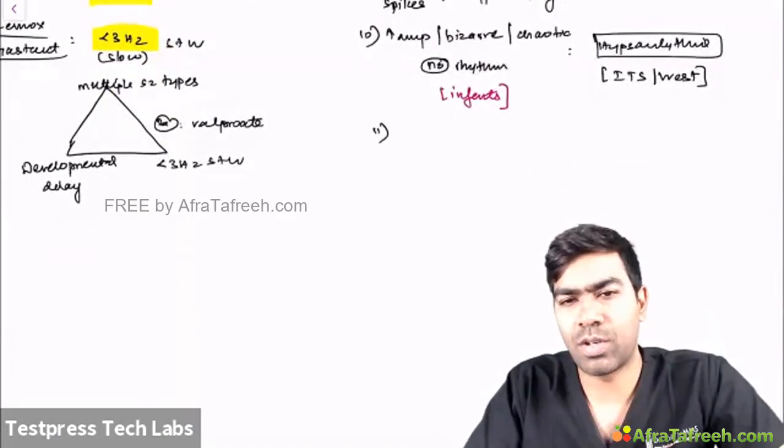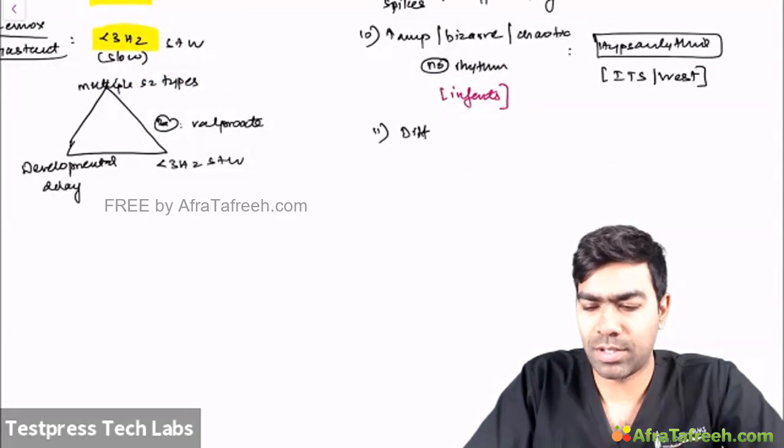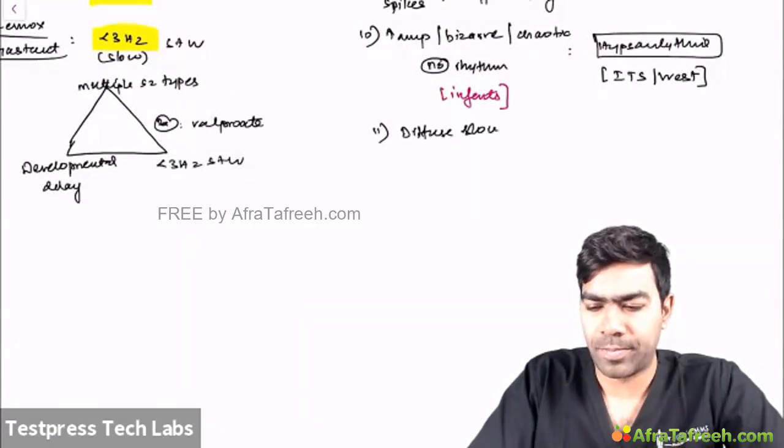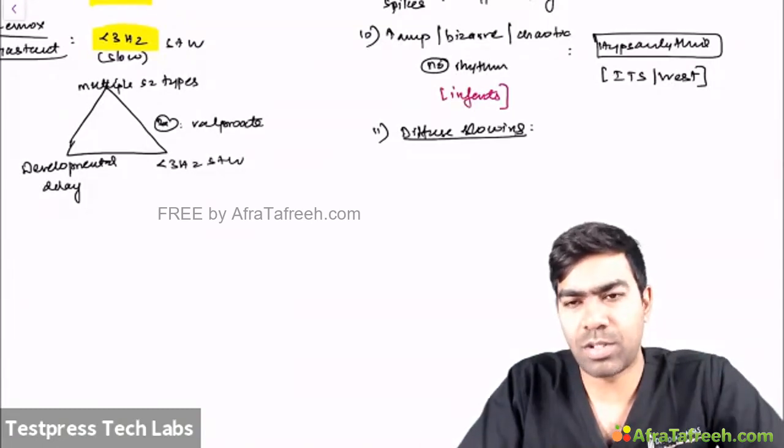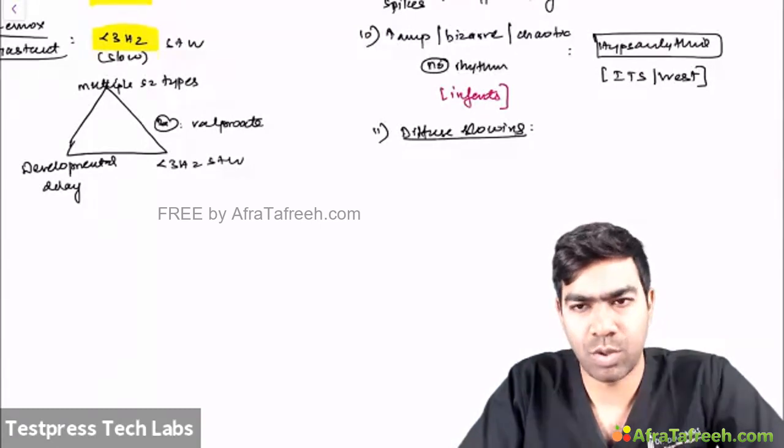And you have something called a diffuse slowing, which means your basic diffuse slowing is there. If it's a diffuse slowing, it means slow waves, which generally means delta waves. Delta waves are what we refer to as slow waves in EEG.